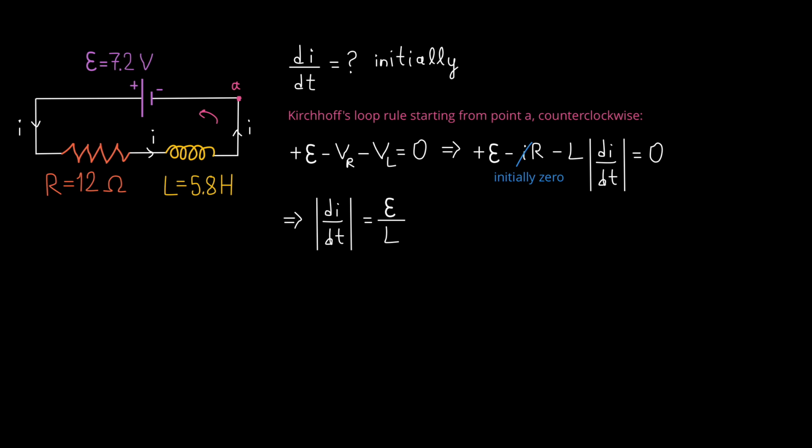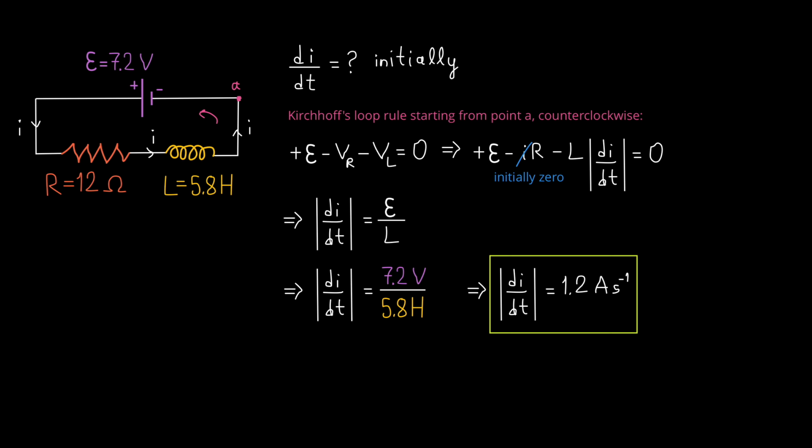Now note that initially at the very beginning the current will be zero. The current cannot change instantaneously in a branch or in a loop where there is an inductor. So before the circuit was connected, there was no current, and the moment it starts there is still no current. So I equals 0 initially. That's why the middle term goes away. And we rearrange our equation to isolate di/dt, and we get EMF divided by L. Numerically, we get 1.2 amps per second.